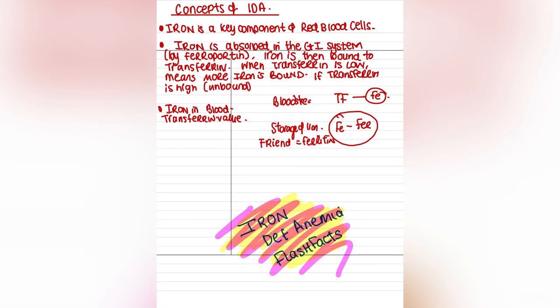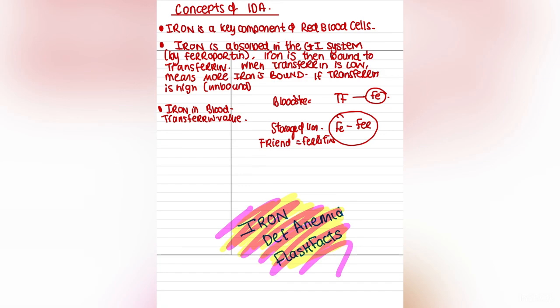When transferrin is low, that means the unbound transferrin is low, meaning a lot of the transferrin is now bound with iron. And if it's bound with iron, that means we have plenty of iron in the bloodstream. But if there's not enough iron, the levels of free transferrin will be higher in the bloodstream. And ferritin is the stored form of iron, so don't forget that either.